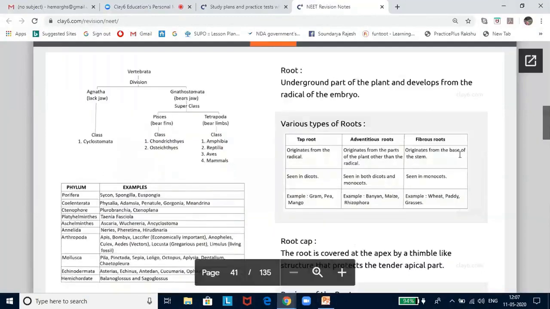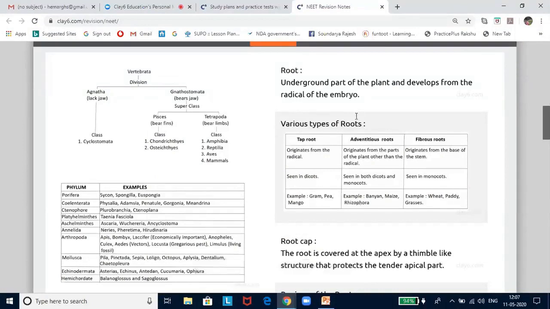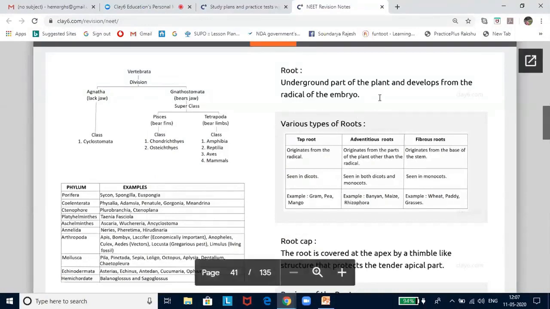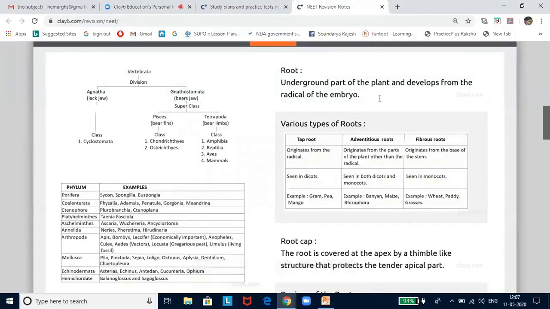Now, whatever I'm going to tell you, all the details you will find in this table. So what is a tab? What are the different kinds of roots? Where is it seen? And what are the examples? Now, let me begin with root. You know, the underground part of the plant is the root, and it develops from the radicle of the embryo.